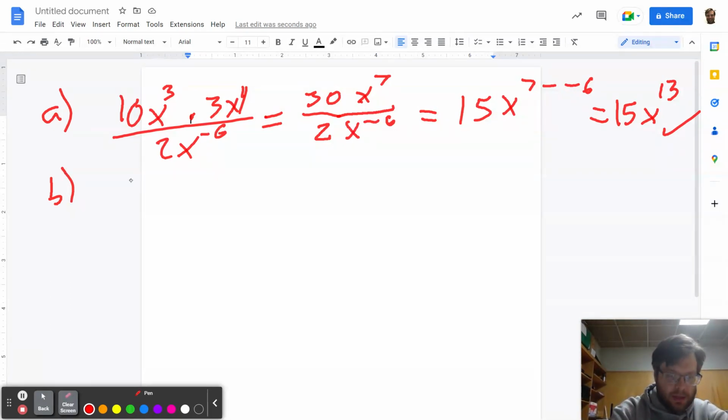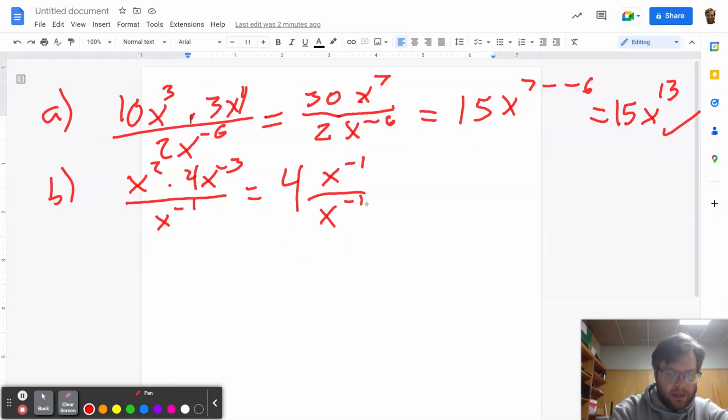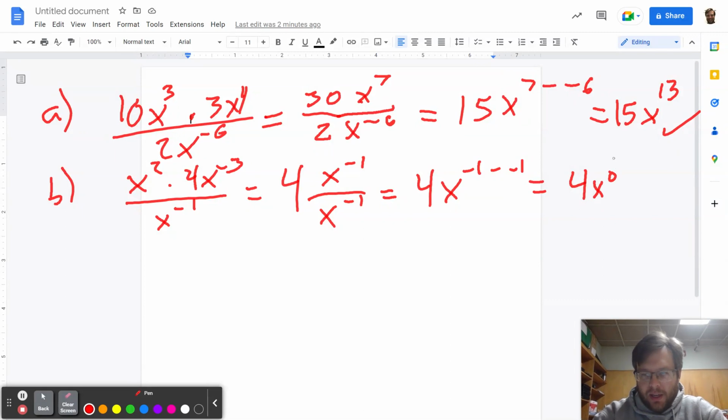Part B becomes x squared times 4x to the negative 3 over x to the negative 1. The only number in the problem is 4, so I know I'm going to have a 4 at the end. I'm going to do the tops together. 2 plus negative 3 is negative 1. Just rewrite the bottom. And then I'm going to subtract top power minus bottom power, negative 1 minus negative 1, which is 0. So I have 4x to the 0, and x to the 0 is equal to 1. So I really just have the number 4.